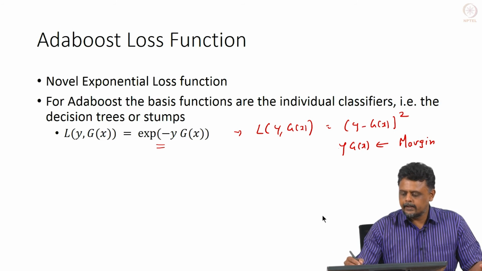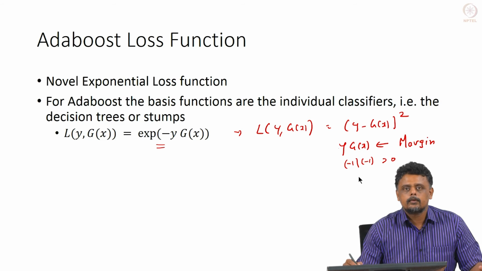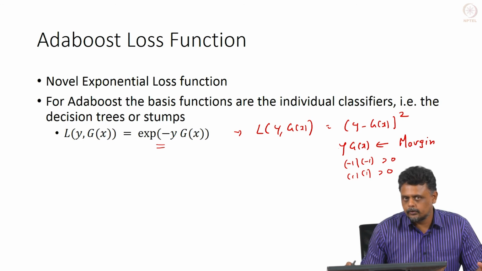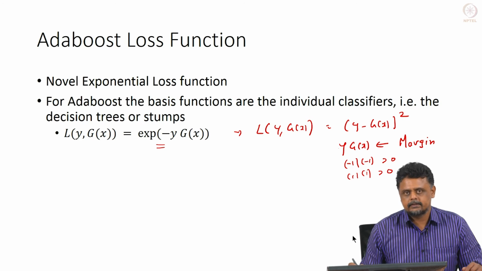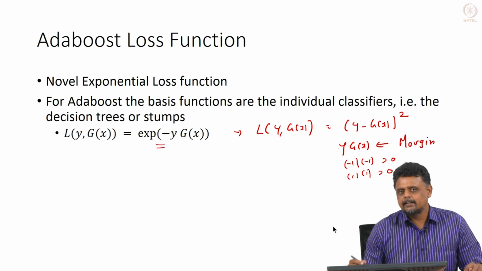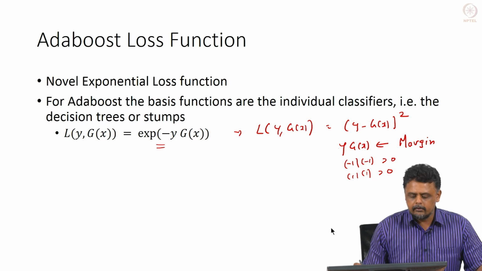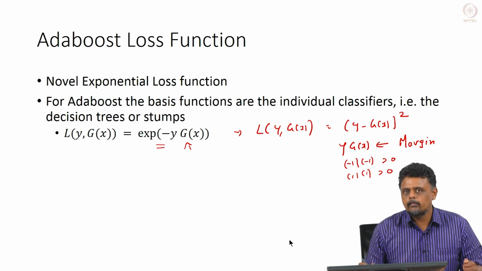So, you can easily see that, let us say your category is minus 1, and let us say your classifier also outputs minus 1, then the product is greater than 0, right. Let us say your category is 1 and your classifier also outputs 1, then it is again greater than 0. So, for all positive values of this product you have correct classification, and for all negative values you have a misclassification. So, that is the margin, or you can think of it as the distance from the decision boundary that we look at.